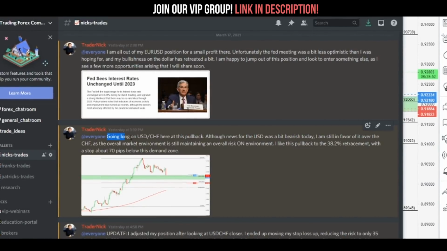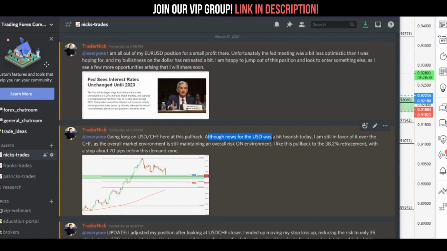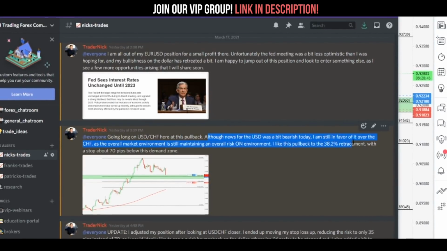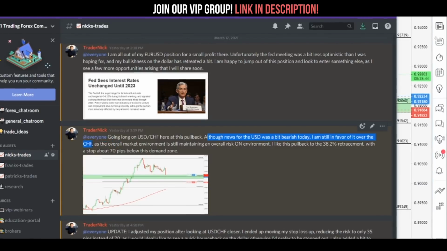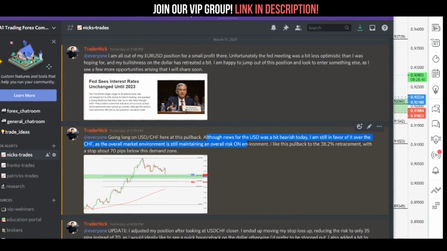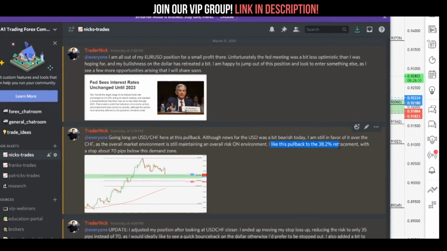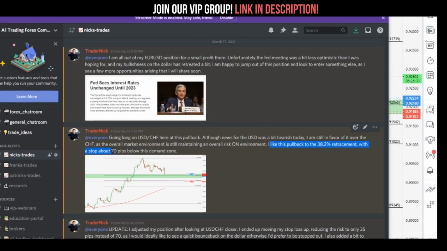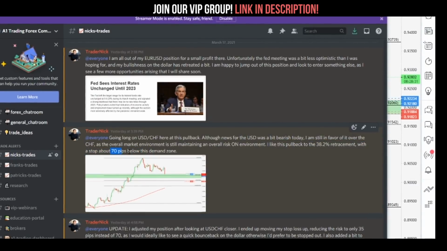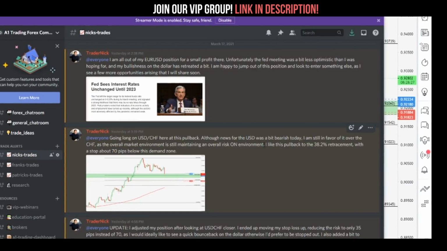So I said that I'm going long on dollar Swiss here at the pullback. Although news was bearish for the dollar today, I'm still in favor of it over the Swiss franc, as the overall market environment is still maintaining an overall risk-on environment. And I like buying this pullback at the 38.2% retracement with a stop about 70 pips below this demand zone. Now, I'm going to talk about this in just a moment, but let me talk about one last part on the fundamental side.